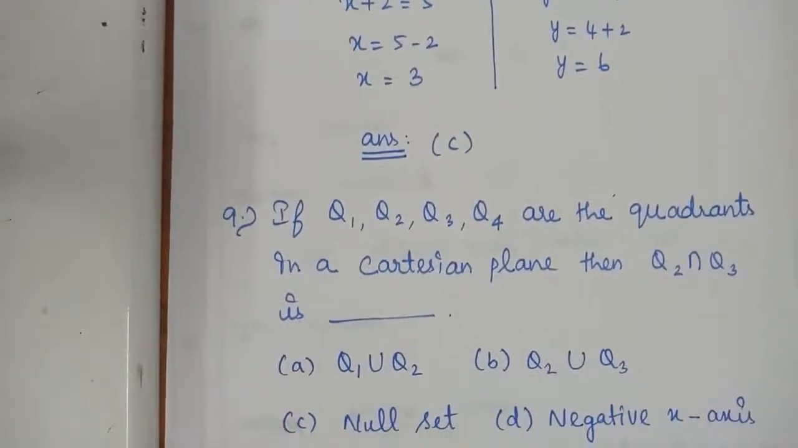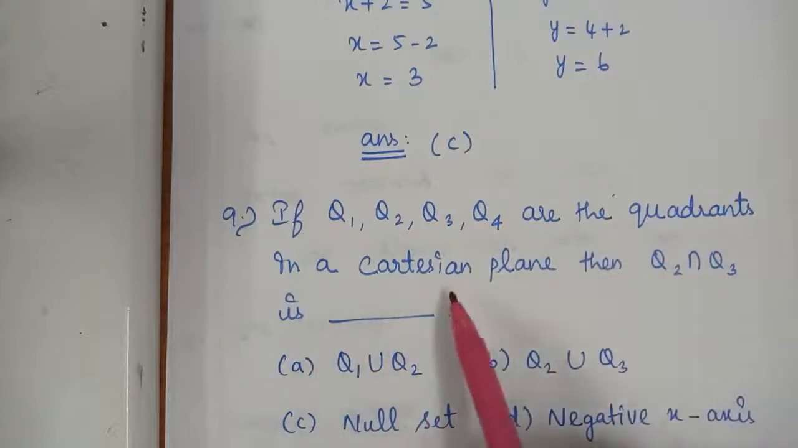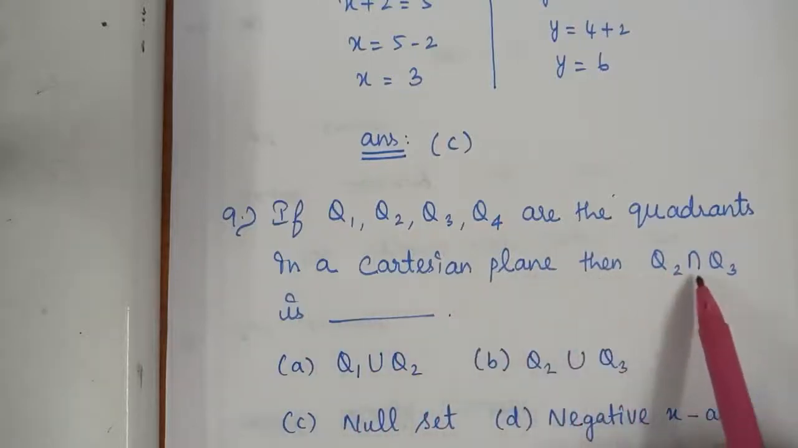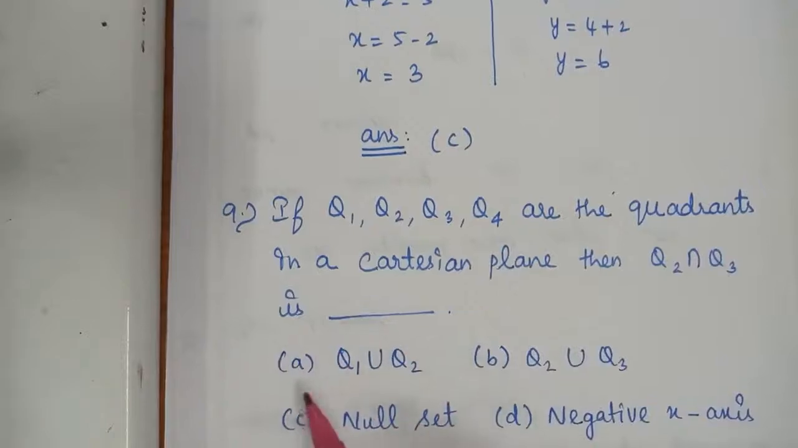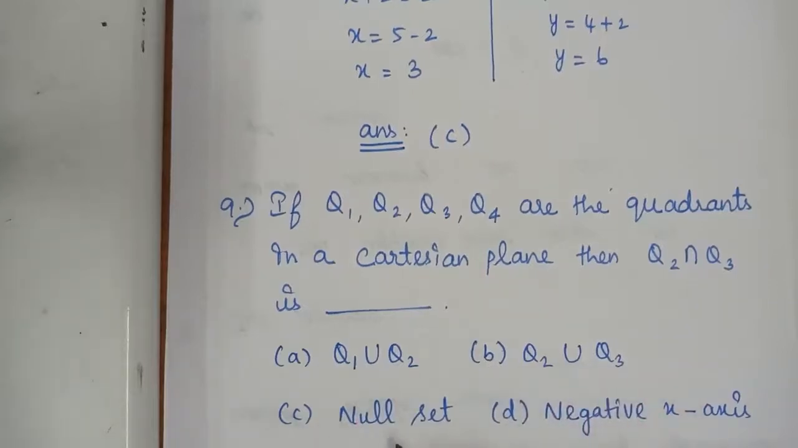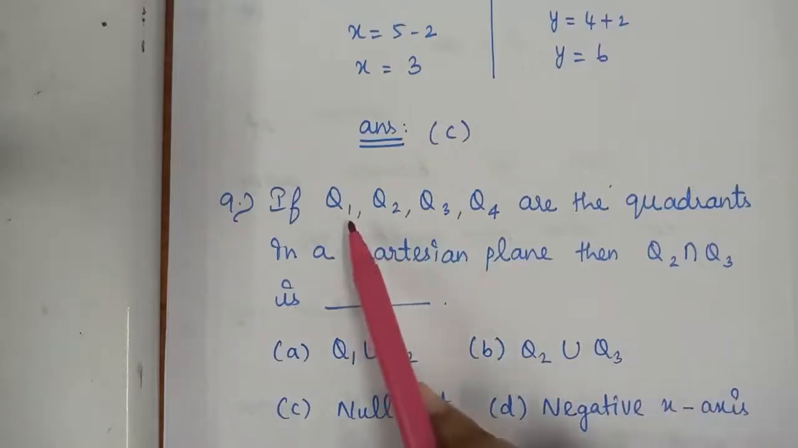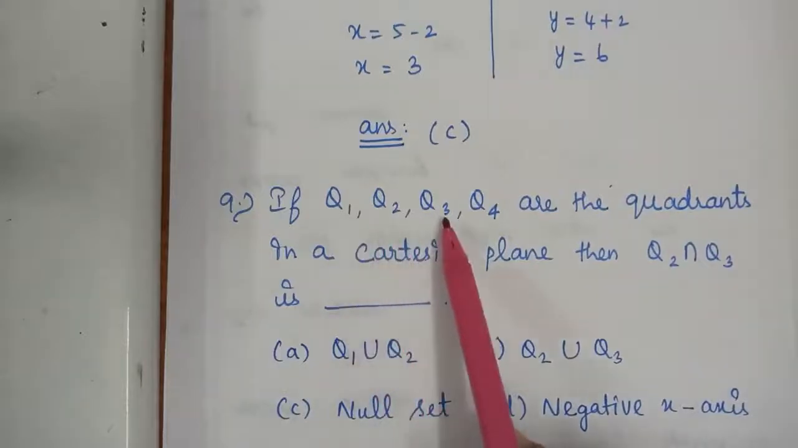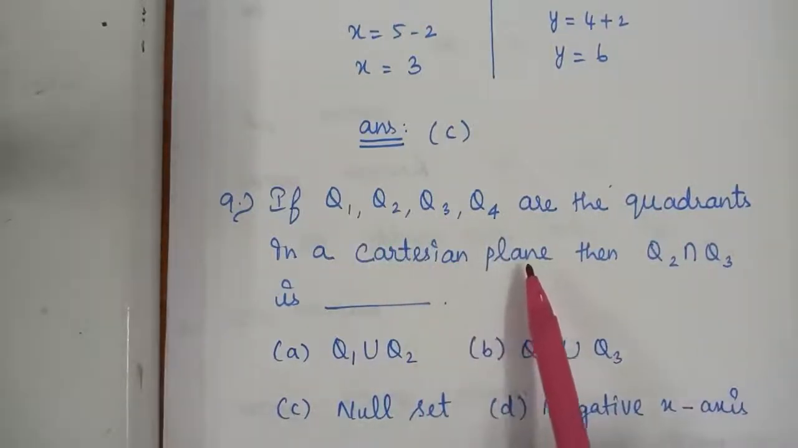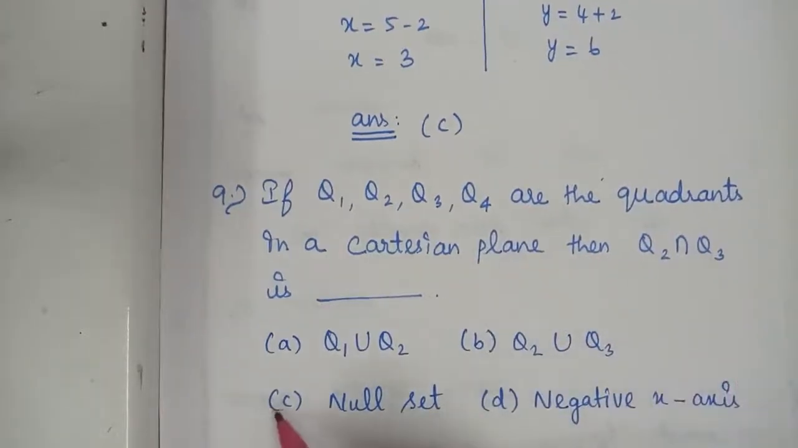Question number 9. If Q1, Q2, Q3, Q4 are the quadrants in a Cartesian plane, then Q2 intersection Q3 is dash. Option A Q1 union Q2, option B Q2 union Q3, option C null set, option D is negative x-axis. So there are 4 quadrants Q1, Q2, Q3 and Q4 that lie in the Cartesian plane. Therefore, Q2 intersection Q3 is always a null set.